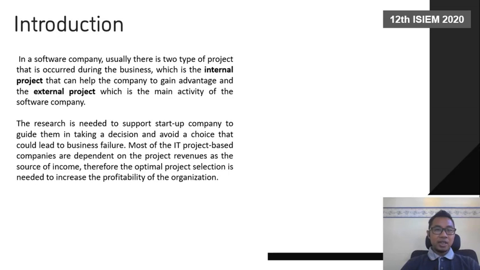In a software company, usually there are two types of project that occur during the business: the internal project that can help the company to gain advantage, and the external project, which is the main activity of the software company. The research is needed to support startup companies, to guide them in making decisions and avoid choices that could lead to business failure. Most IT project-based companies are dependent on project revenue as the source of income. Therefore, optimal project selection is needed to increase the profitability of the organization.